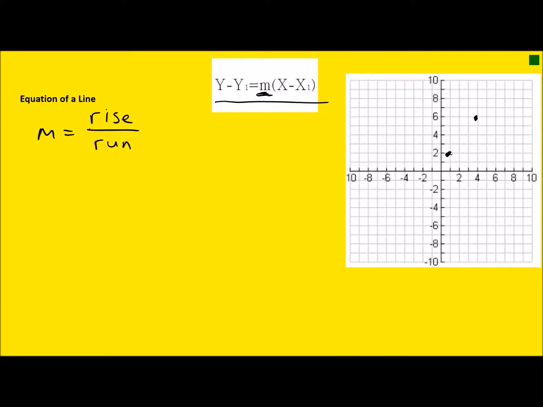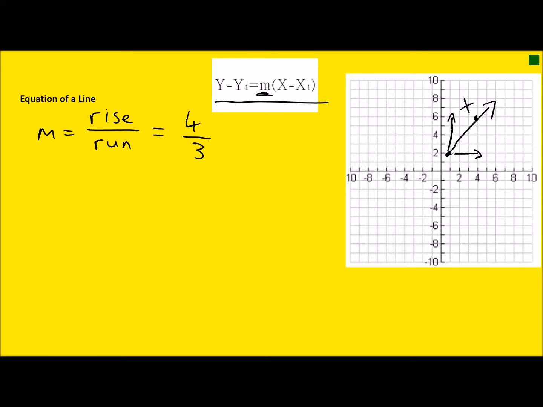If we look at rise on the y-axis, from where the first point is to where the second point is, we're going from 2 to 6, so we're rising 4. The run, we are going from 1 all the way up to 4, so the run is 3. The slope in this case is 4 over 3, and it's a positive slope. Because going from right to left, we are moving upwards, moving up the hill.